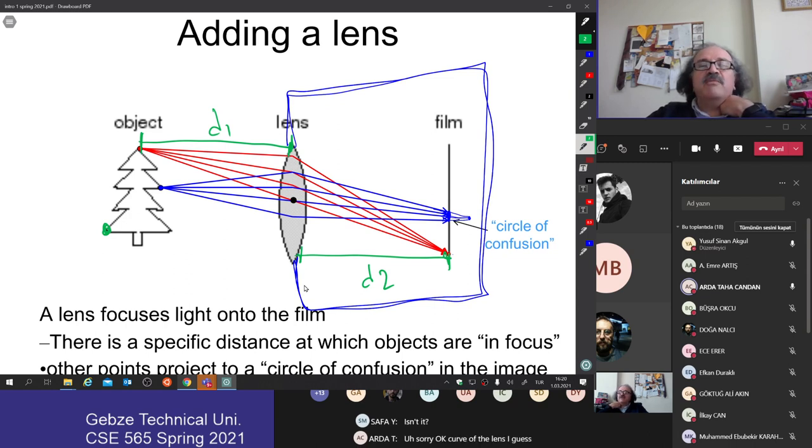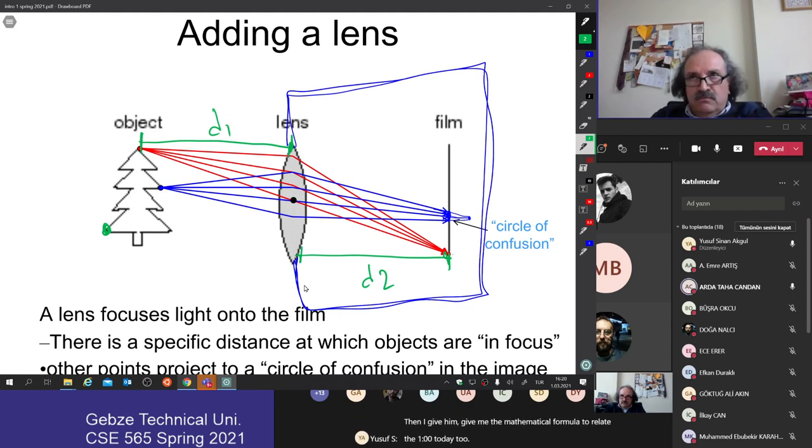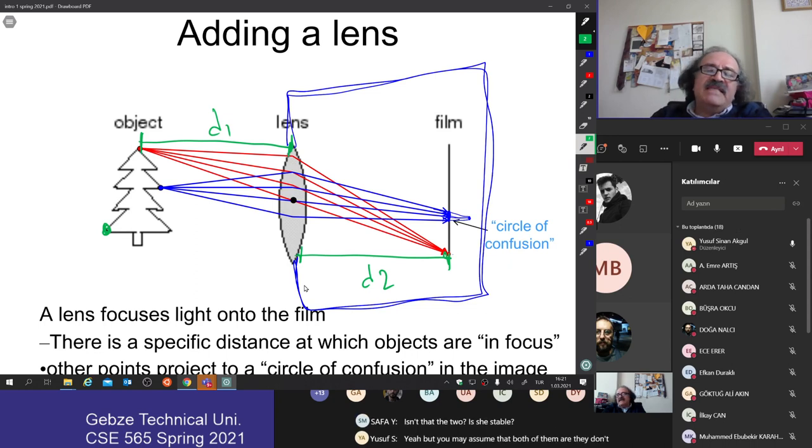Curve of the lens, I guess. No, give me the mathematical formula to relate D1 to D2. You know this. Isn't the D2 stable? Yeah, but you may assume that both of them don't change. My scene is not changing, it is static.